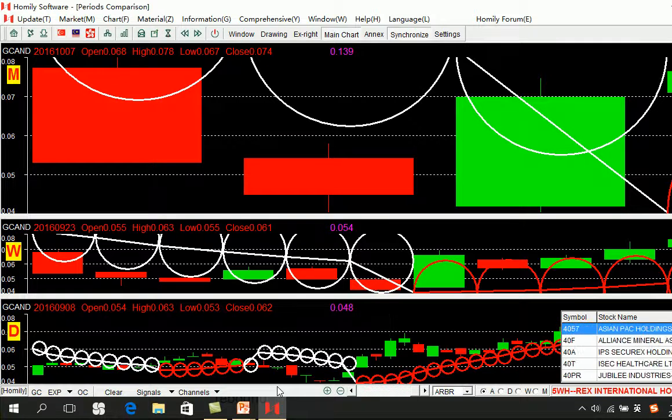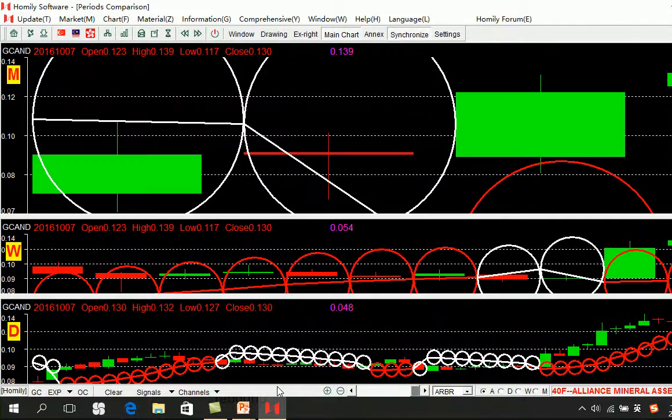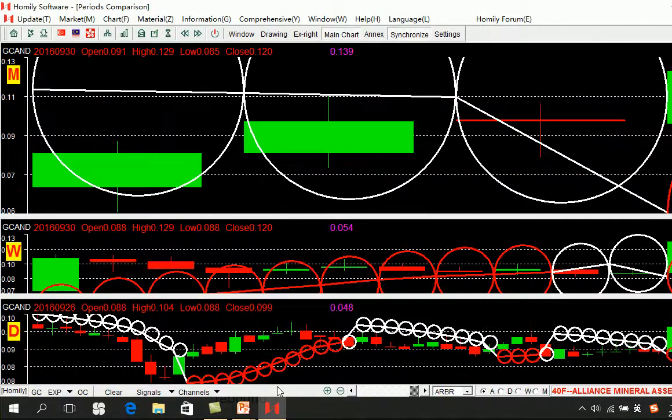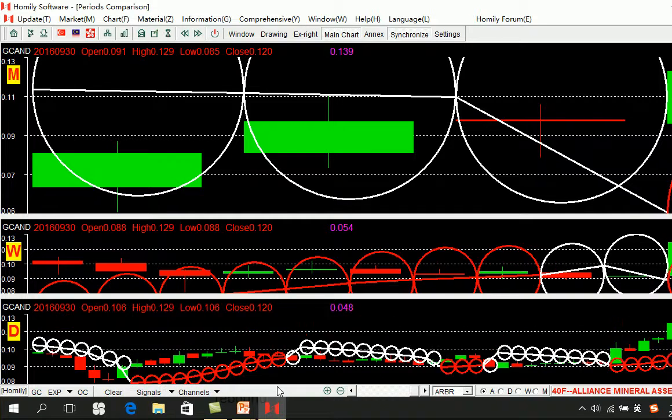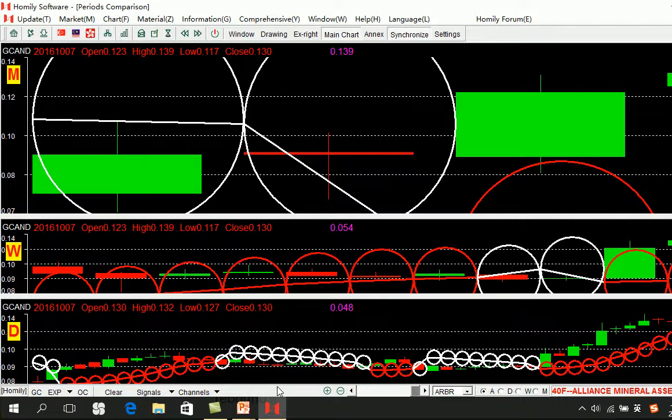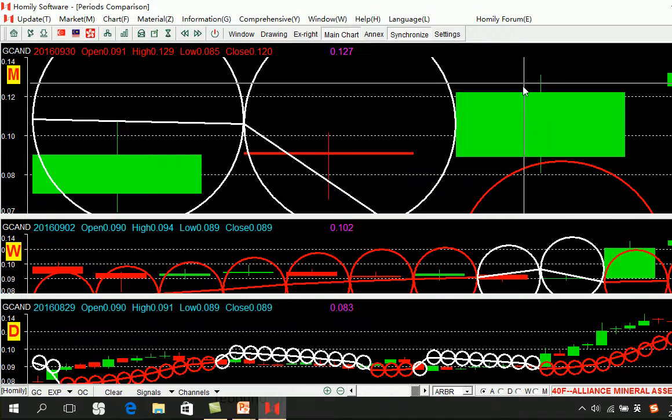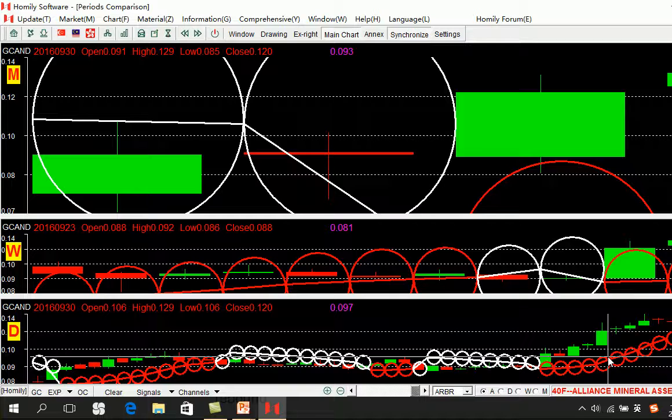Let's see this one. Here can we buy or not? The monthly is red circle, weekly is red circle, daily white turn to the red circle. Can we buy or not? You confirm to buy, okay? So here you buy. You can buy tomorrow, right? Then you still keep the stocks. No need to sell because red, red, red. So still can keep it.